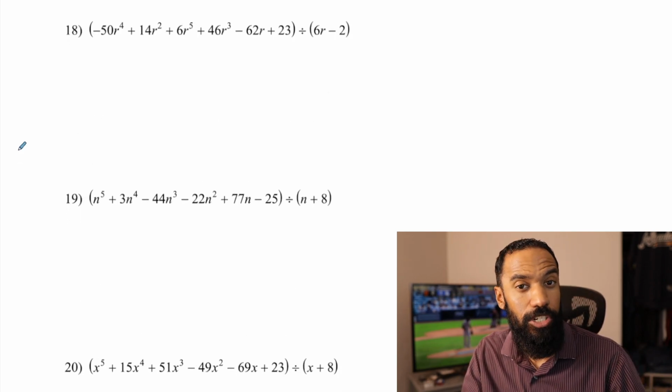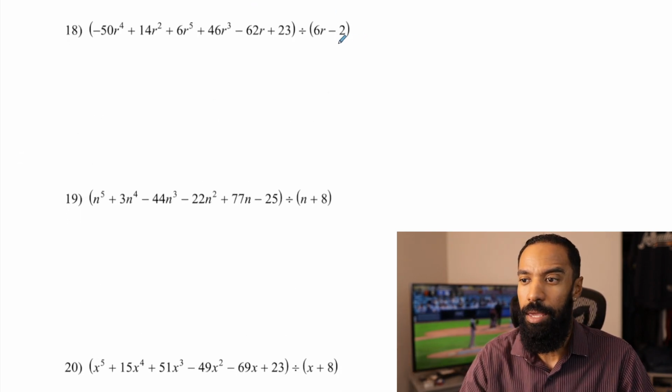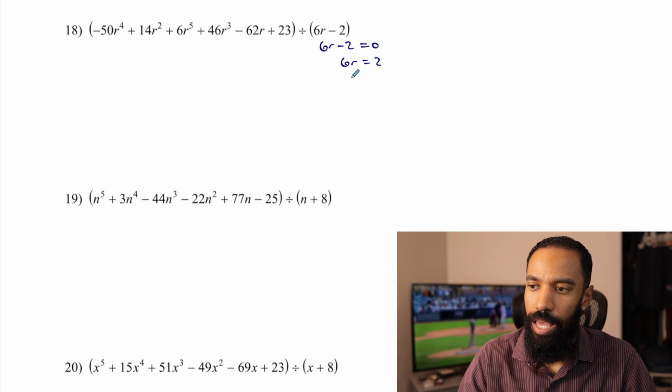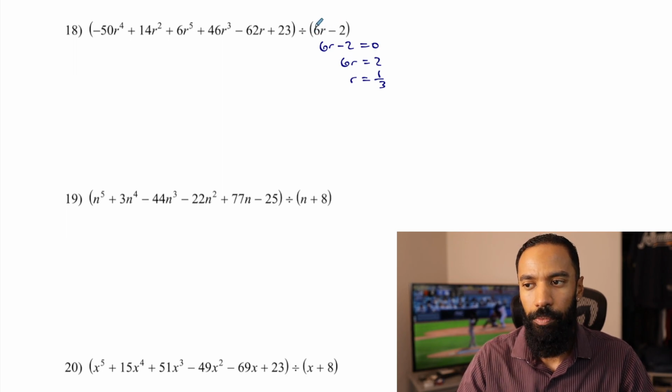You want to see one with a fraction? Let's do it with a fraction. Let's check it out. Maybe you prefer it more. My root here is, remember, you set this equal to 0. You add 2, and you divide by 6. You get 2/6 or 1/3. 1/3 is your root.